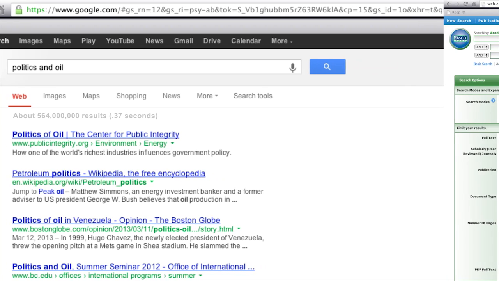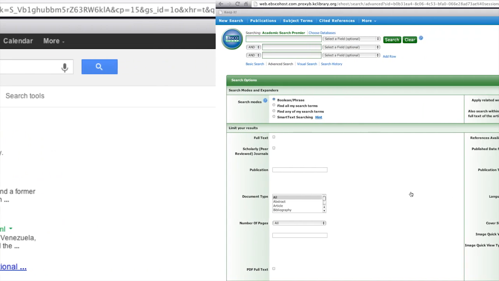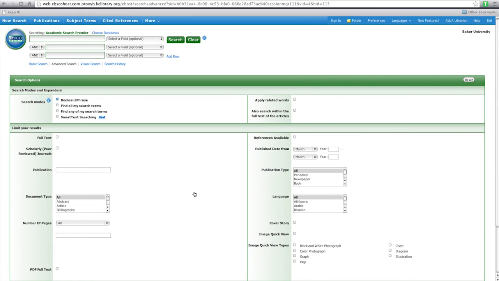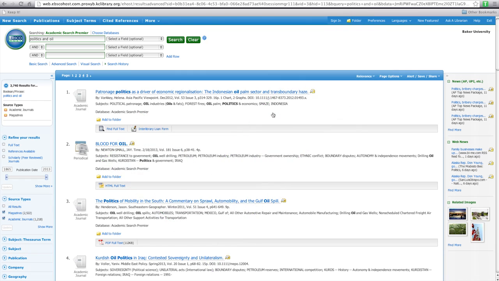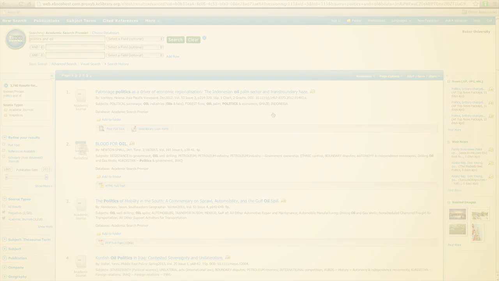Next, you knew that you were supposed to include something from the library, so you go to the library databases. You pick a database that looks like it might have information on your topic and run a search. Voila! You found a few results that look like they are on your topic and decide to include them in your paper. So, what went wrong? Let's look at this one more time.